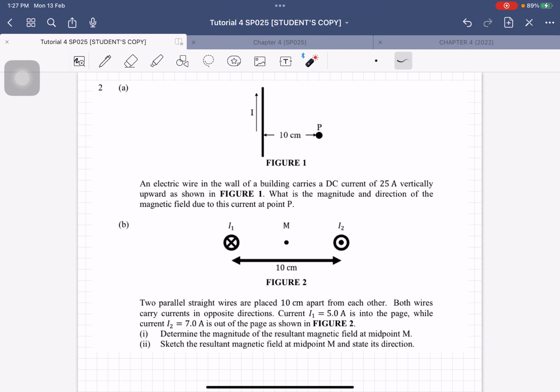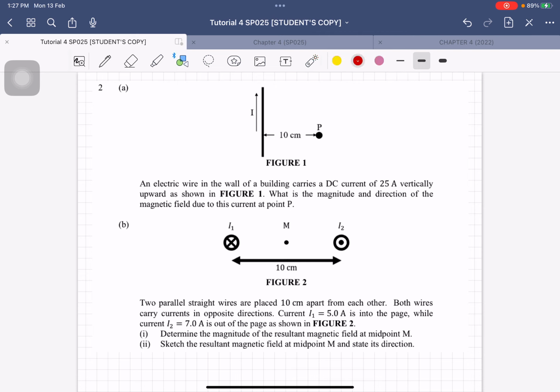An electric wire in the wall of a building carries a DC current of 25 ampere vertically upwards, as shown in this figure here. So what is the magnitude and direction of the magnetic field due to this current at point P? So first, I would draw the direction of the magnetic field.